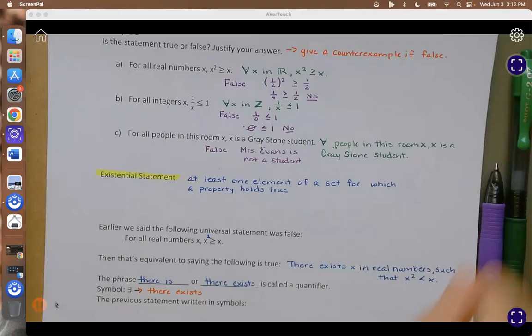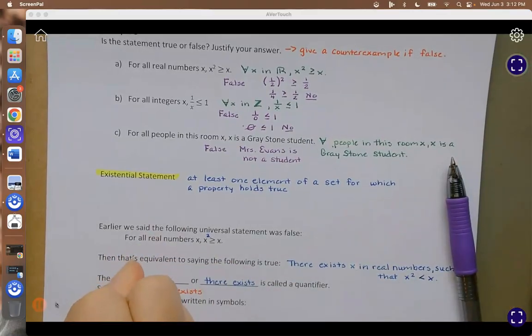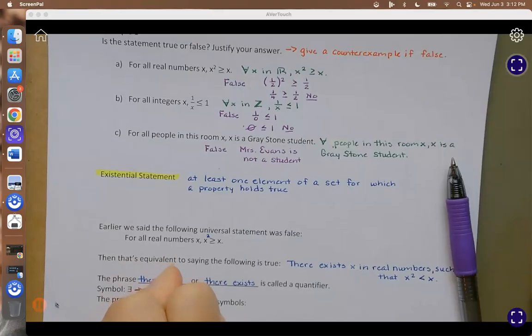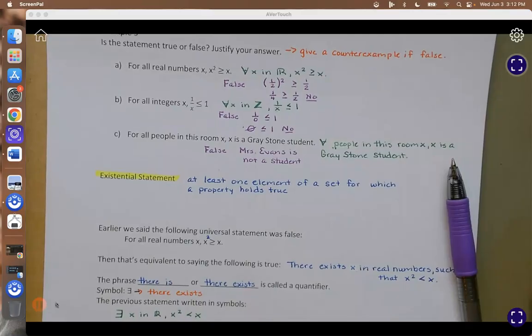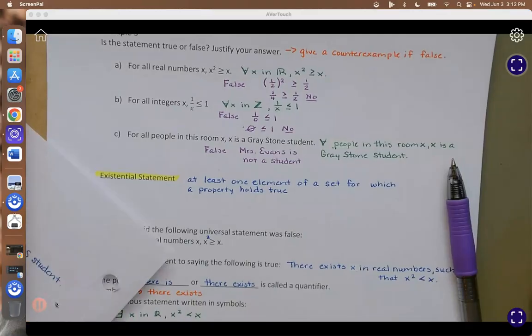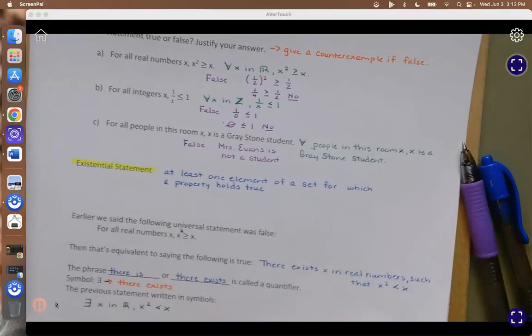Okay? So we would write a backwards E. That means there exist x in real numbers for x squared is less than x. Okay? So we're going to do an example of these. Another example of this.